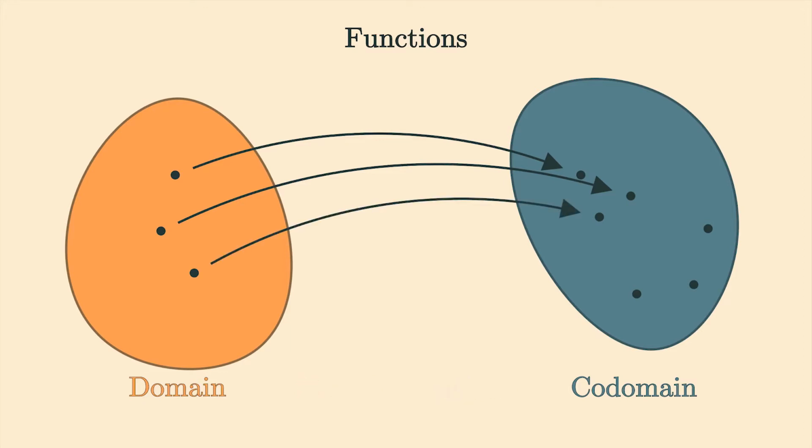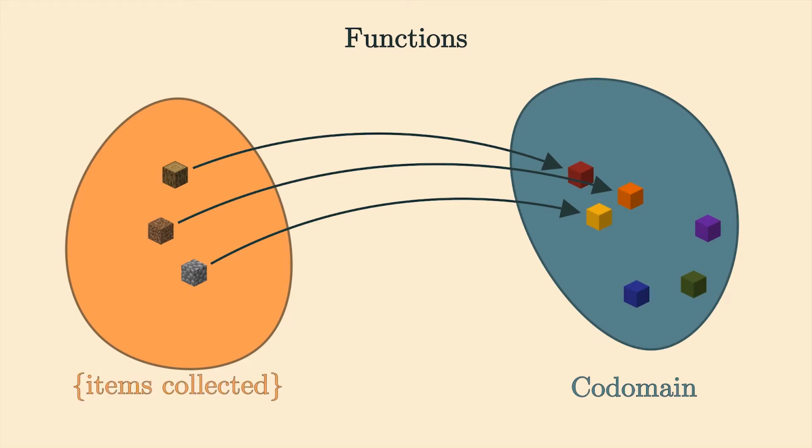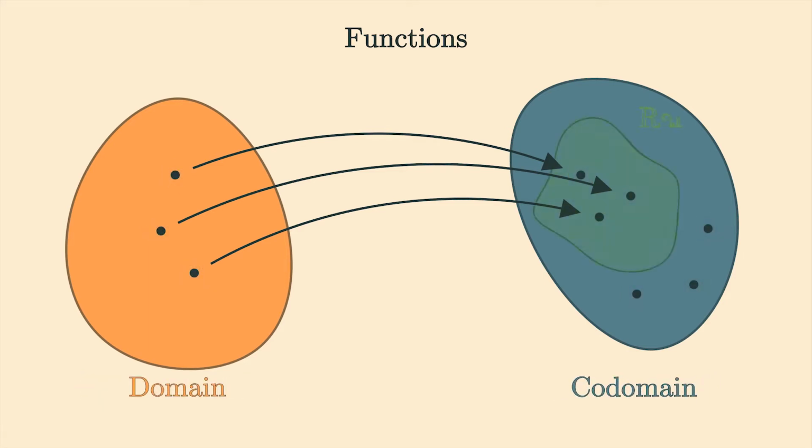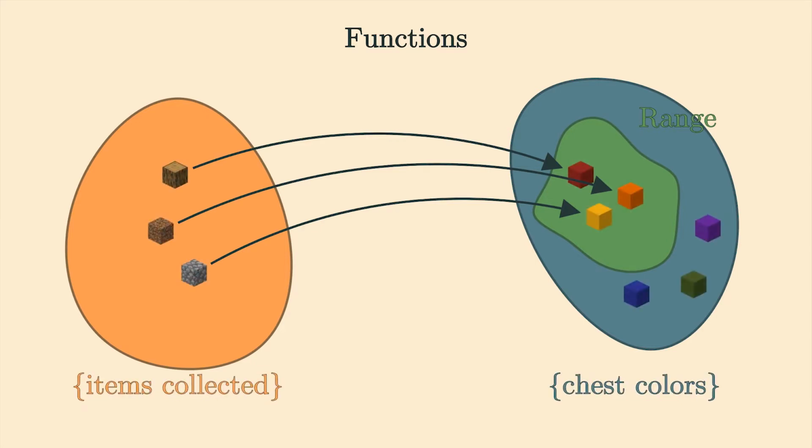My item sorter takes in items from the set of items I've collected and matches them with the designated color. In this case, the set of items I've collected is the domain, and the possible chest colors is the codomain. One other useful term is the range, which is the set of values attained by a function. In my item sorter, the range is just the set of colors which are currently occupied. I've only used the red, orange, and yellow chests, so even though there are green, blue, and purple chests available, I haven't used them, so they're not in my range.